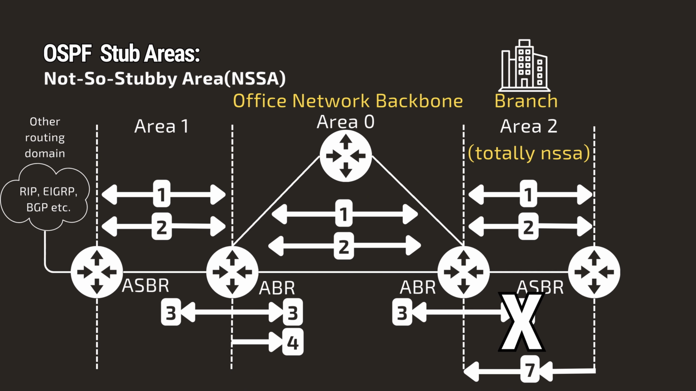Here's a real example. A branch office with an ISP connection but that wants stub area benefits. NSSA allows local external routes while blocking others. Type 7 LSA, NSSA external. Type 7 LSAs are NSSA's secret weapon: external routes that stay local.